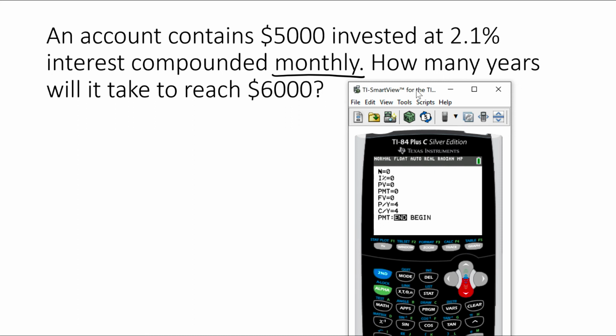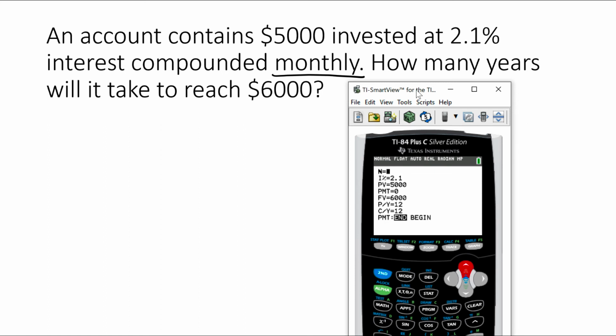The interest rate is 2.1%, so we'll enter 2.1. The present value, that's the starting amount, so $5,000. The payment is 0, there's no payment, and the future value is $6,000. Interest is compounded monthly, so payments per year and compounds per year are 12. So those are both 12. And so we've put something in for everything except for N, where N is the number of times interest is compounded. So that's actually how we're going to find the number of years.